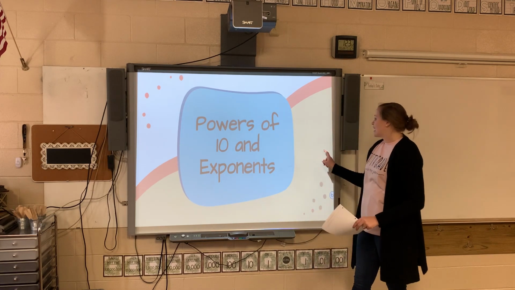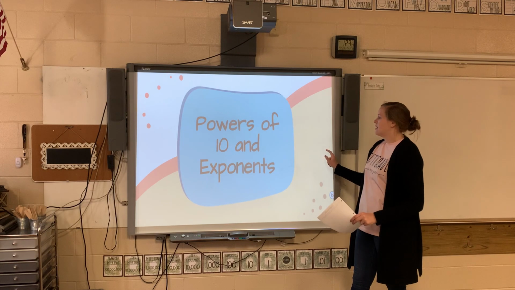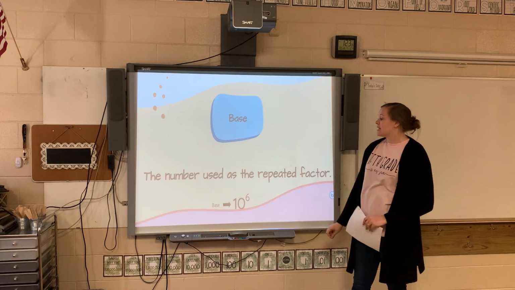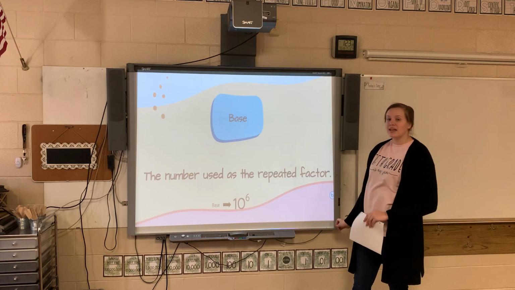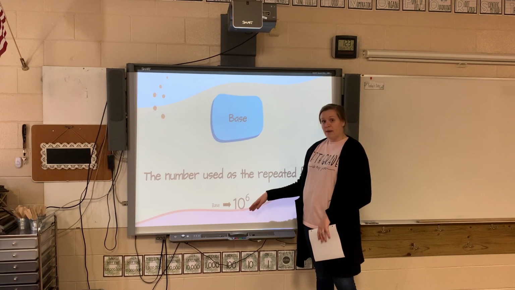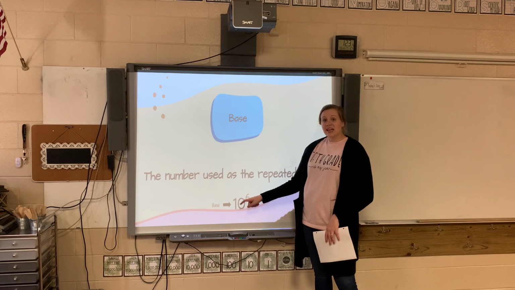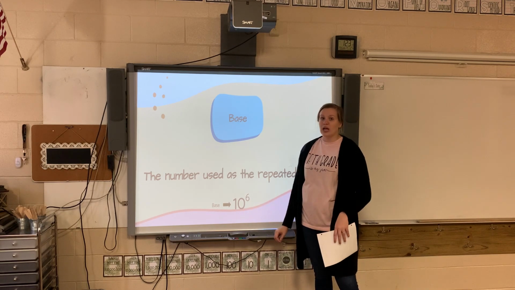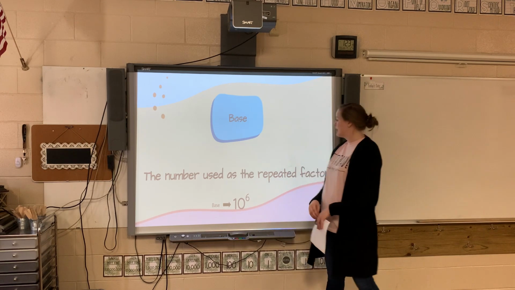The first word we're going to talk about is base. A base is a number used as the repeated factor. So when we look right here, we have the 6th power of 10, and 10 is our base number. It's the number we are multiplying.